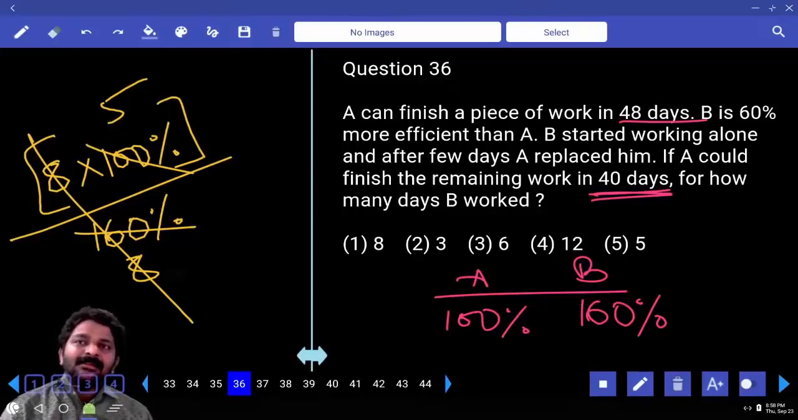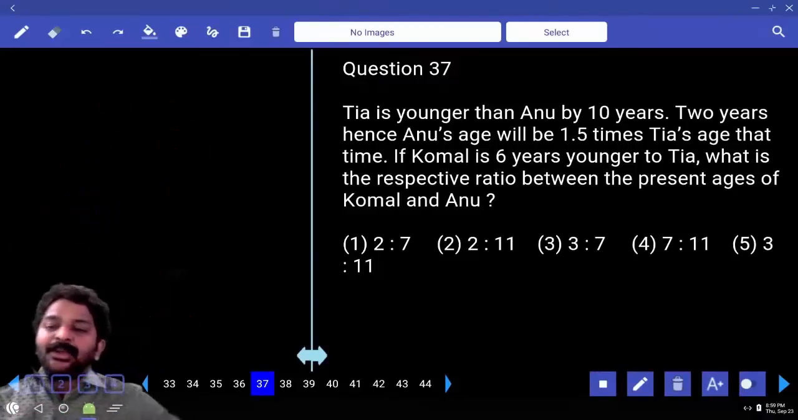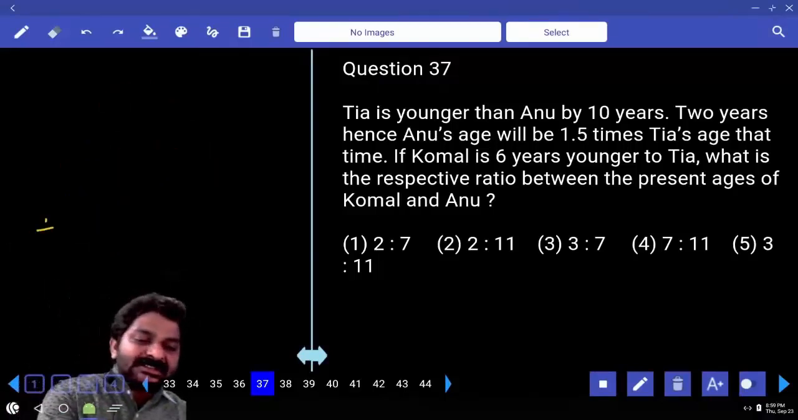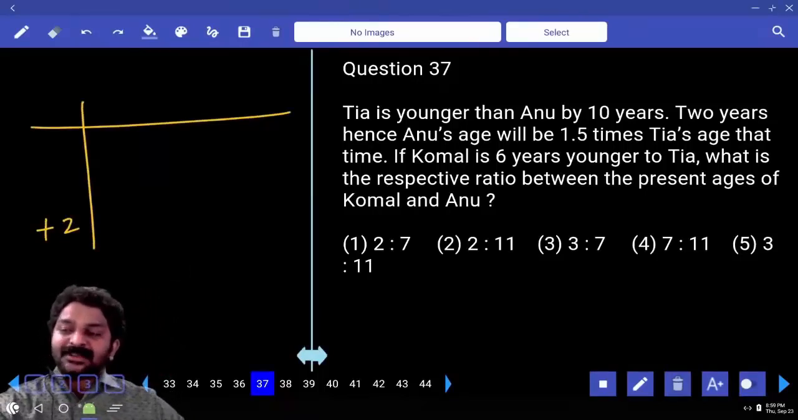Understood? Yes or no? Right. Tia is younger than Anu by 10 years. That means their age difference is 10 years. Who is younger? Tia. Who is elder? Anu. 2 years hence, after 2 years, Anu's age will be 1.5 times Tia's age.